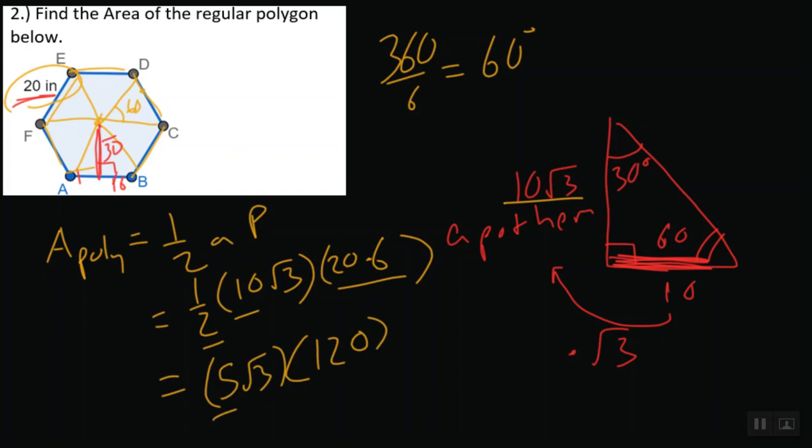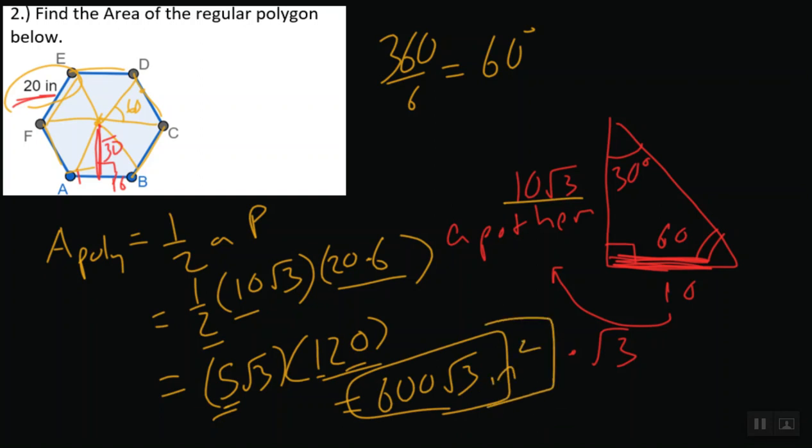120. And 120 times 5 could be a little bit trickier. 5 times 100 is 500. 5 times 20 is 100. And so what we'll have is 600 square roots of 3. Oh, and I do apologize. Since our units are inches, we would write inches squared.